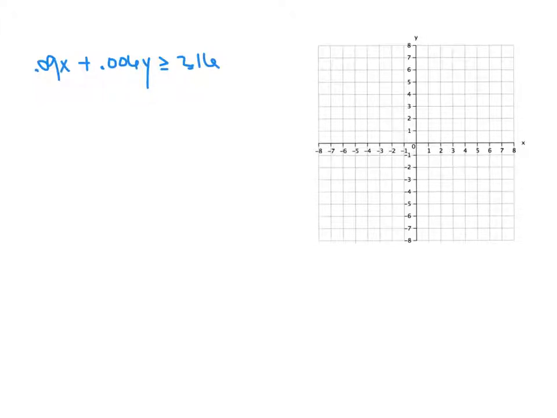We also know that this candidate can buy no more than 80 minutes of advertising time. So between TV and radio, add those together, we can have no more. That means it's got to be less than or equal to 80 minutes.